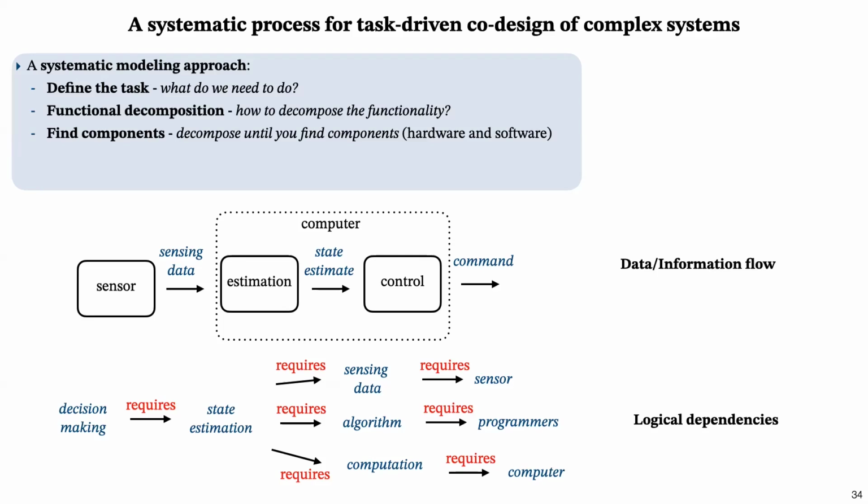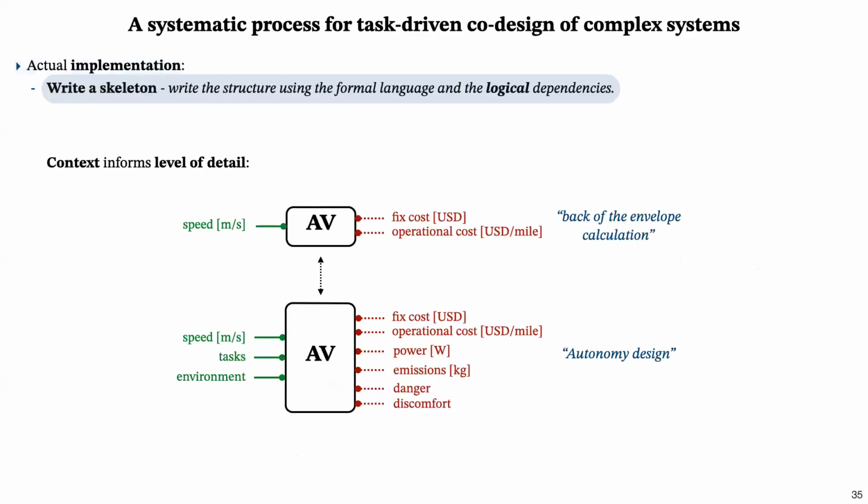My diagrams are not data flows, but logical dependencies, right? I have decision-making, which requires state estimation, which requires some data, an algorithm, and a computation. And this, in turn, requires grammar and computers. So this is the first difference.